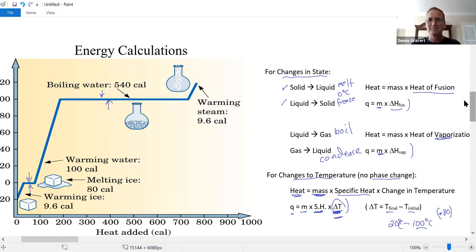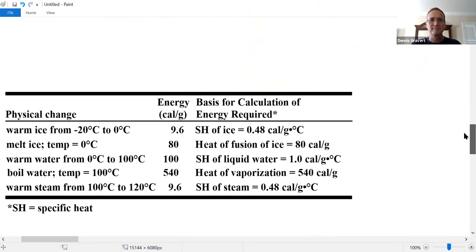Cool. Here are the conversion factors for water. You don't have to memorize them. Just want to show you that they're changing. They're not the same. It really is specific to what you're talking about.